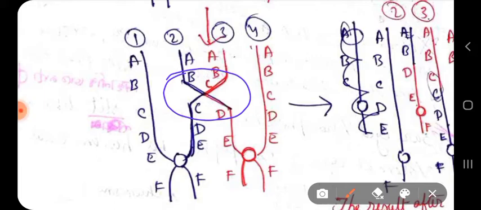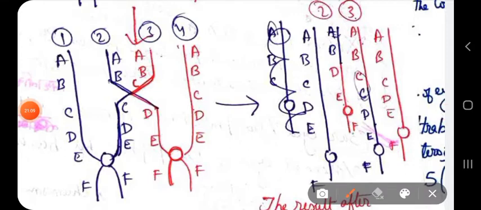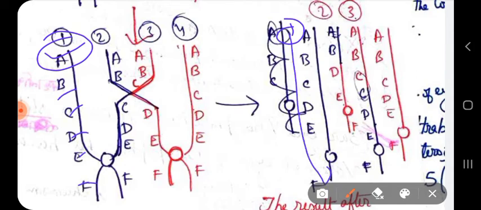So after crossing over, what will happen? These are the four chromosomes, so the result is after crossing over we get two unequal chromosomes. Let us see the first chromosome. This is okay because it is not involved in crossing over. A, B, C, D, E, F. So this chromosome is okay. It is not involved in the crossing over.